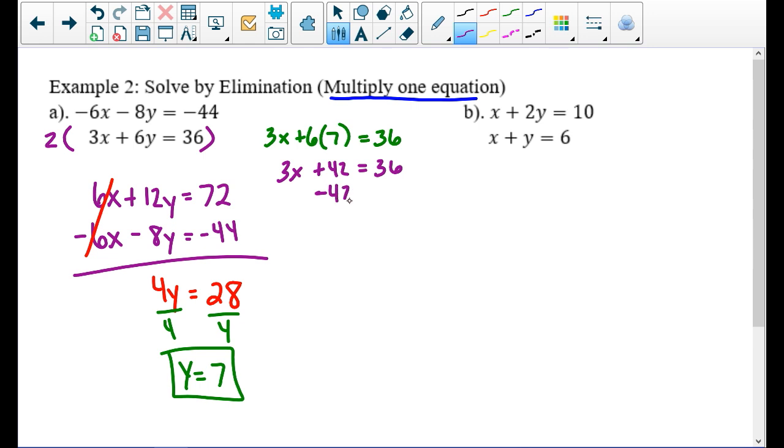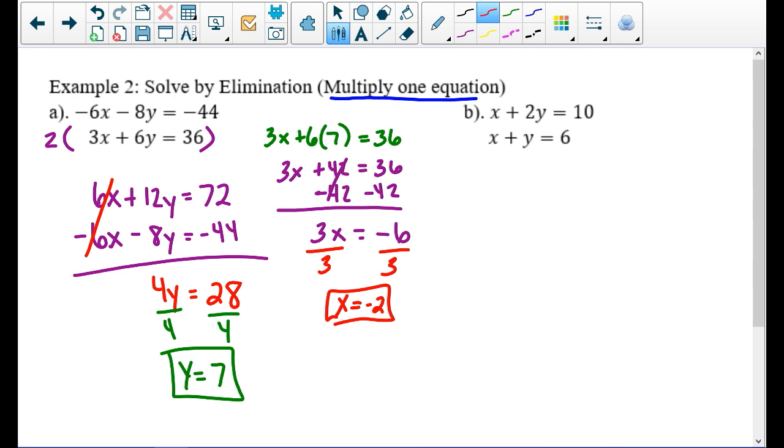Subtract that 42 then. So 3x, the 42's cancel, and that gives me negative 6. Divide by 3. So x then equals negative 2. There's my second part of my point. So my final point, ordered pair, is negative 2, positive 7. My final answer.